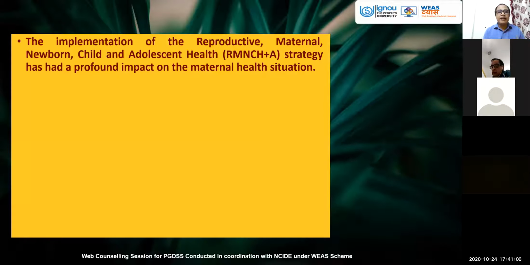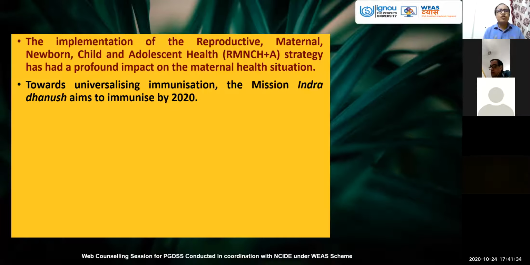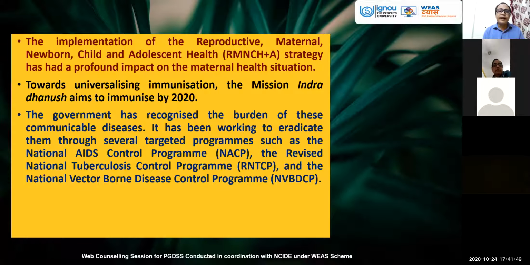And when you want to develop a healthy nation, one of the important components is that we need to have a holistic, better reproductive, maternal, newborn, child and adolescent healthcare system. So we have the RMNCH+A strategy that has had a profound impact on the maternal health situation. Towards universalizing immunization, Mission Indradhanush aims to immunize by 2020. In this direction also, we are achieving a lot. The government has recognized the burden of communicable disease. It has been working to eradicate them through several targeted programs such as the National AIDS Control Program, the Revised National Tuberculosis Program, and the National Vector-Borne Disease Control Program.